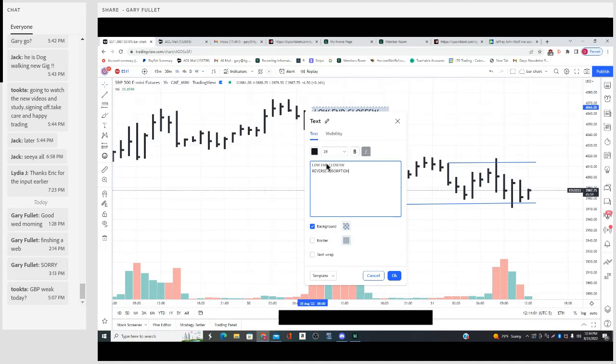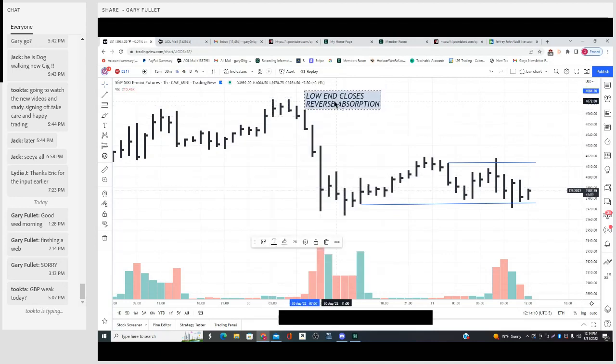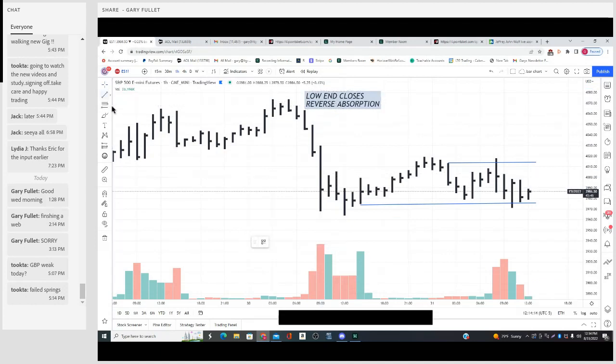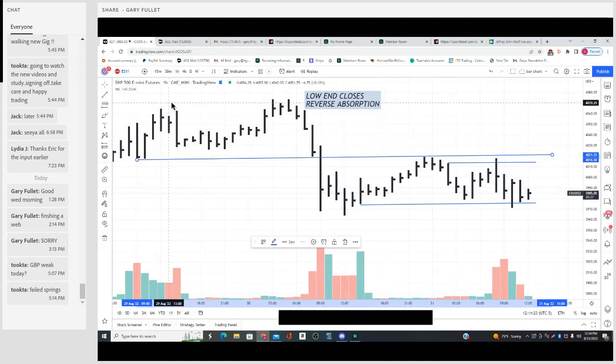So low end closes indicate lack of buyers, sellers winning the day. So reverse absorption is the opposite of being high end closes. The market's down. We then proceed to show the break, the market, boom. So if you notice the reactionary low before it went up, all right, here.